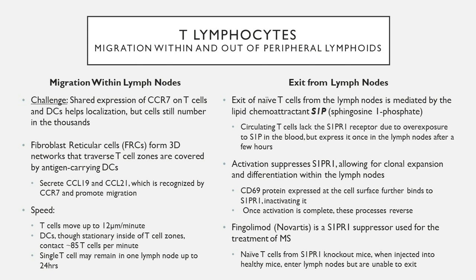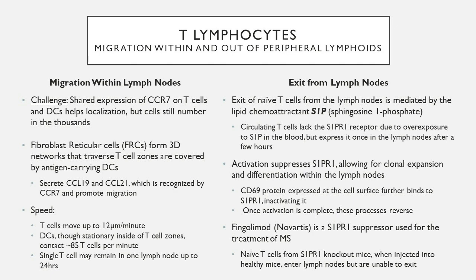All right. Now, if cells were to find their antigen, activation actually suppresses the re-expression of that receptor. So even if they haven't seen it in a few hours and they are activated, they're not going to re-express that receptor. And that allows them to remain within the lymph nodes, undergo clonal expansion and differentiation. Now, the mechanism for the suppression is a protein, CD69, that gets activated on the lymphocyte cell surface once that cell is activated. And this protein binds with S1PR1, inactivating it. So those cells would still have that receptor, but it would also be inactivated. Now, once activation is complete and the cells have expanded, there's millions of copies of them, then that process will reverse.